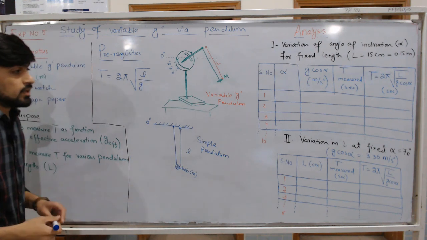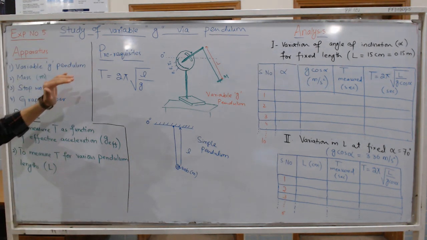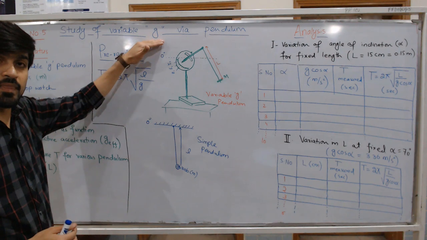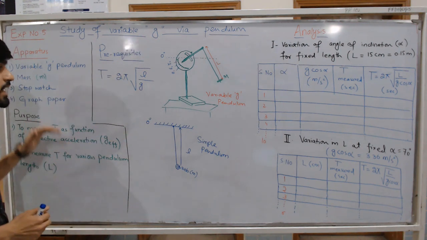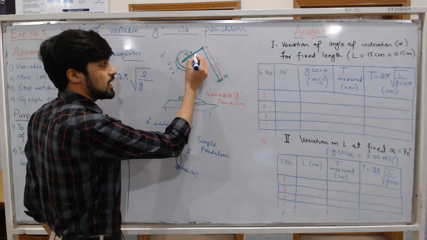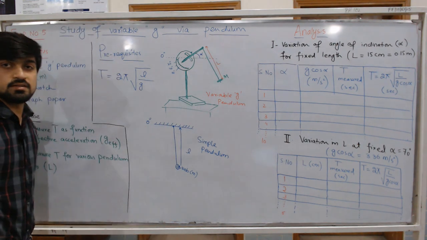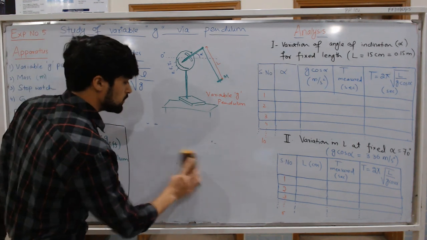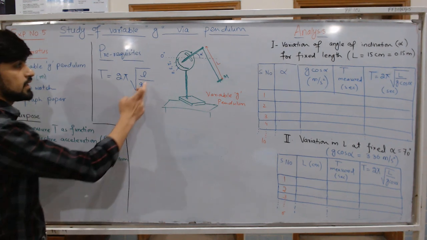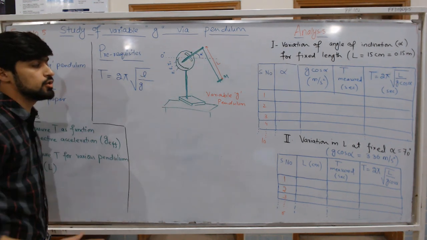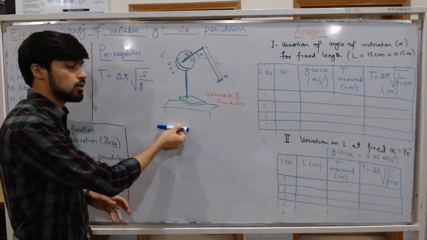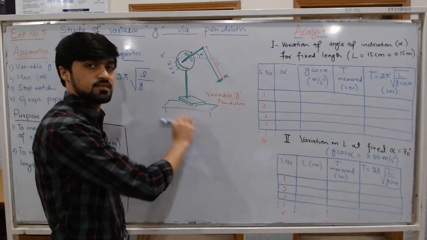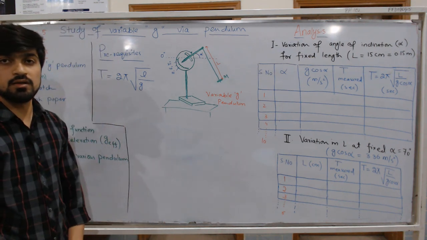But now, this experiment is to study the variable G. It means that some parameter is disturbing the value of G, and that parameter is known as alpha. What this alpha is, we will be discussing shortly. Let's discuss the prerequisites simply. This is the time period of the simple pendulum, this is the length of the pendulum, and this G cos alpha can be replaced by G if the pendulum is not inclined, or the axis is at 0 degree simply. So we will be using this relation for the simple pendulum case.